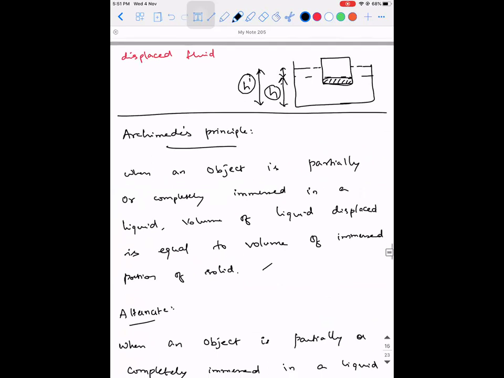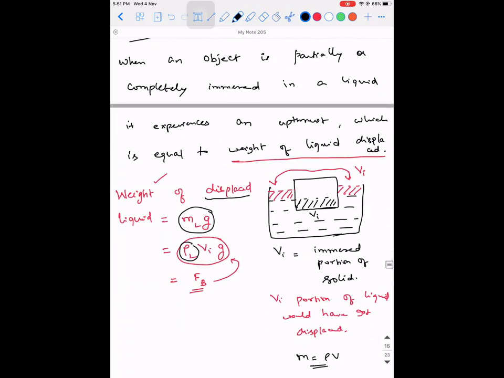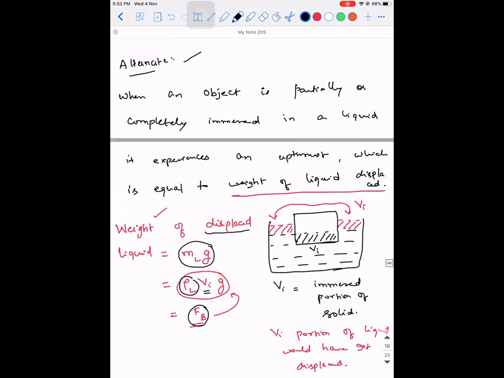What does the first statement of Archimedes principle state? The volume of the liquid displaced is equal to the volume of the immersed portion of the solid. Then the volume of the liquid displaced should be Vi, right? And g is already there. This density of liquid into volume of immersed portion of solid into g is what is called buoyant force, according to the mathematical way of representing Archimedes principle.